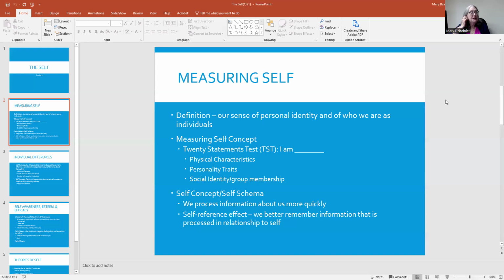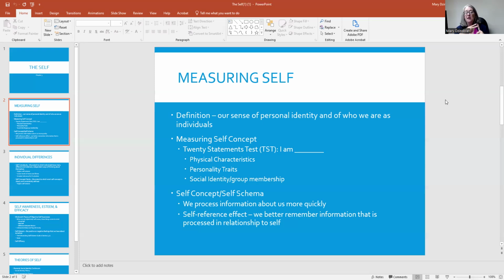Now, when we do the research and look at what kinds of information people have in their TSTs, what's the kind of information that's in people's self schemas or self concepts? There tends to be about 3 different kinds of information. First, there'll be some physical characteristics. You're tall, you're short, you're male, you're female, you've got short hair, long hair, you're athletic, your age, all different kinds of physical characteristics.